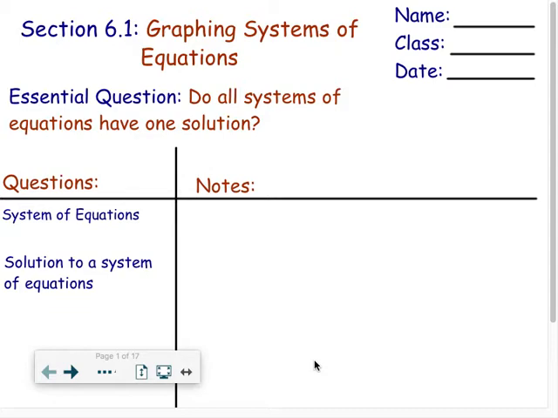Lesson 6-1, Graphing Systems of Equations. Our essential question is, do all systems of equations have one solution? The first vocab word is system of equations. A system of equations is just two or more equations put together.